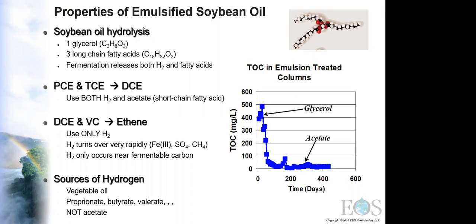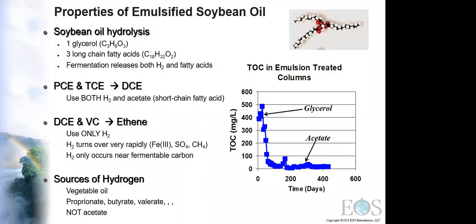Now, why I mention all this is that for PCE to DCE, there's a group of microorganisms, not just Dehalococcoides, there's a big group of organisms that can utilize hydrogen and acetate, which comes from that fermentation step, and they can dechlorinate PCE and TCE to DCE. However, to go from vinyl chloride to ethene, that's where Dehalococcoides comes in, and it needs hydrogen. And hydrogen is rapidly consumed in the aquifer, not just by dechlorination, but by other processes as well.